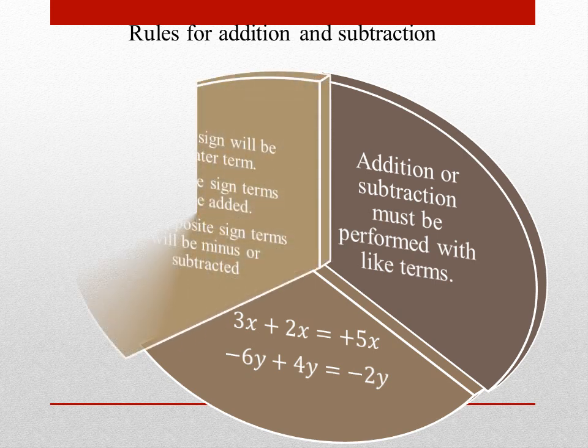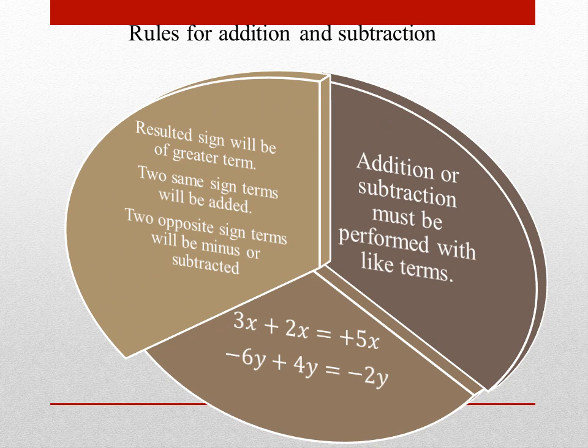Two same signs will be added and two opposite sign terms will be subtracted, and the sign of the answer will be of the greater term. You can see here in minus 6y plus 4y, the sign in the answer is minus. Why is it minus? Because the greater term is minus 6y and minus 6y has the sign minus. So in the answer, the sign will be minus.